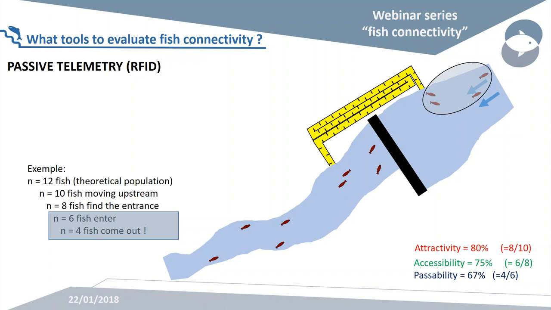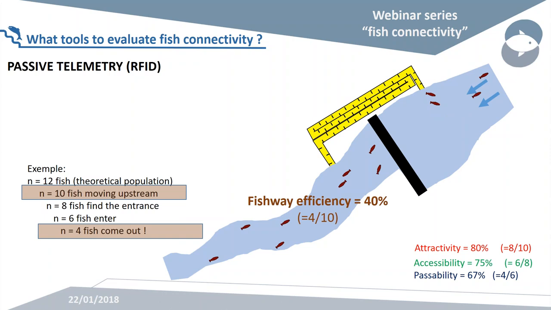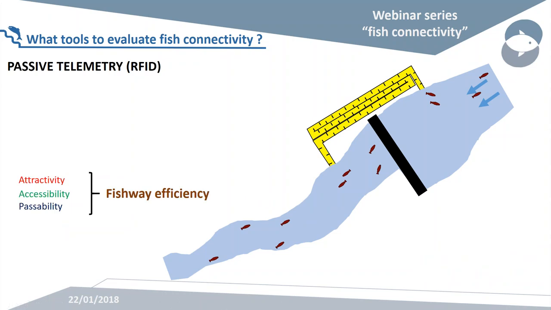67%. And if we look in global, you have 4 fish who come out of the fishway for 10 fish moving upstream to them. So your fishway efficiency here is 40%. So the efficiency of a fishway is attractivity plus accessibility plus passability. And it's really important to understand these 3 different characteristics to describe fishway efficiency.